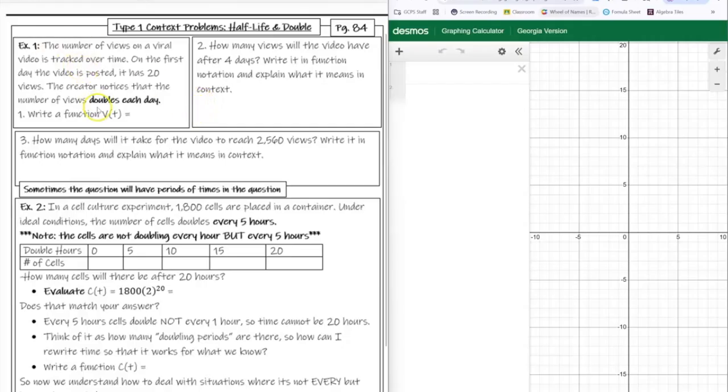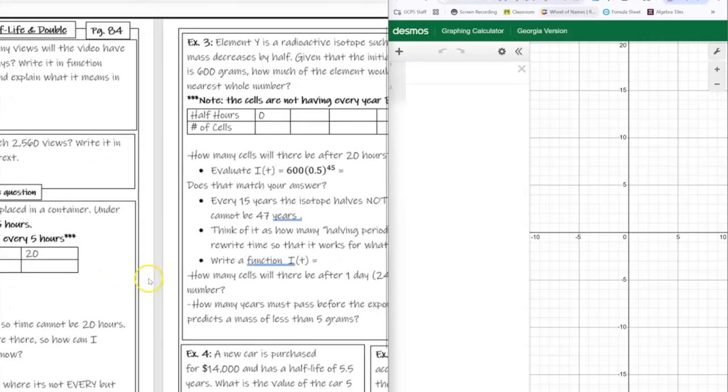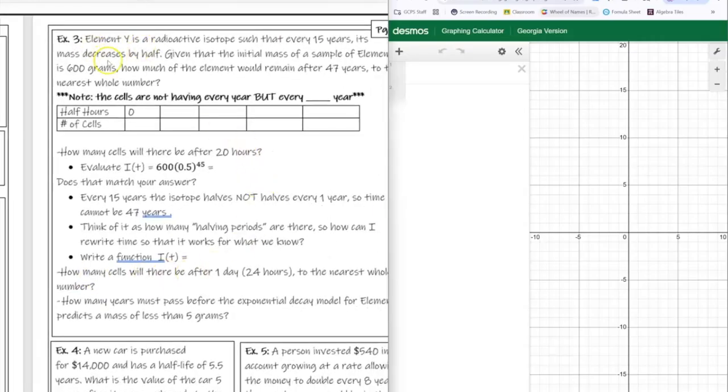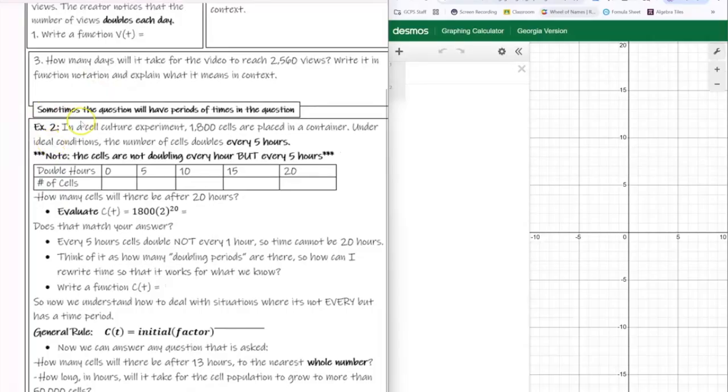If you don't know how to do it, you can pause this video and go to a previous video and see how to do that. So sometimes the question will have periods of time in the question. So let's do example 2 together. As I do example 2, you're going to fill example 2 out, but you are also going to do example 3. All right, so example 2, in a cell culture experiment, 1,800 cells are placed in a container.